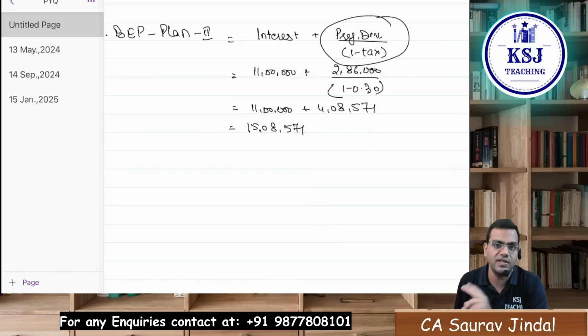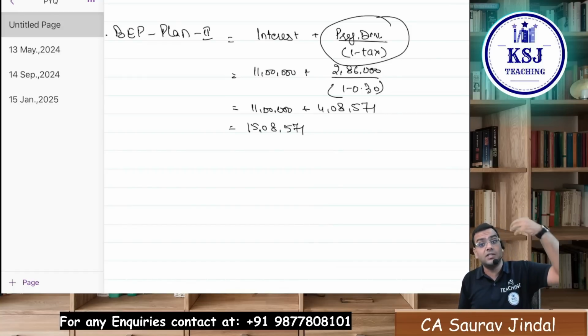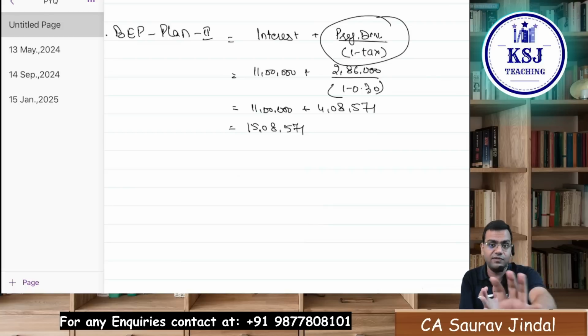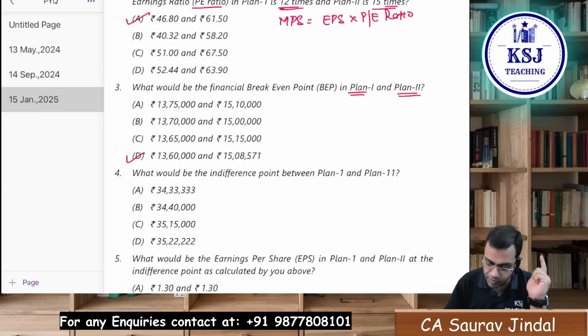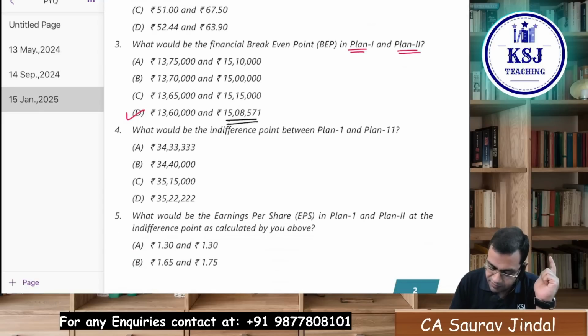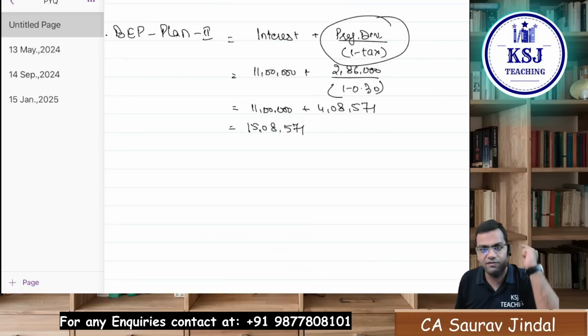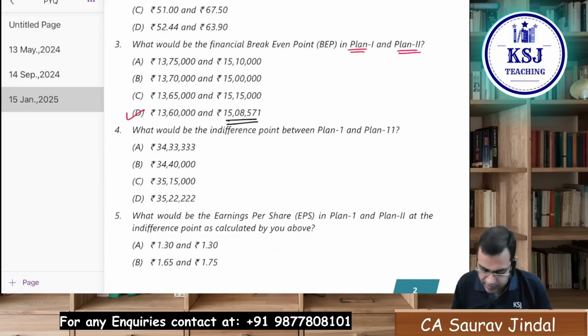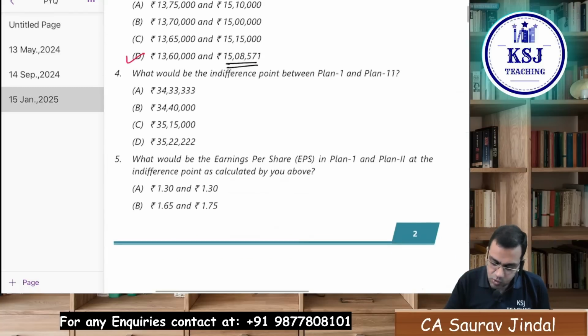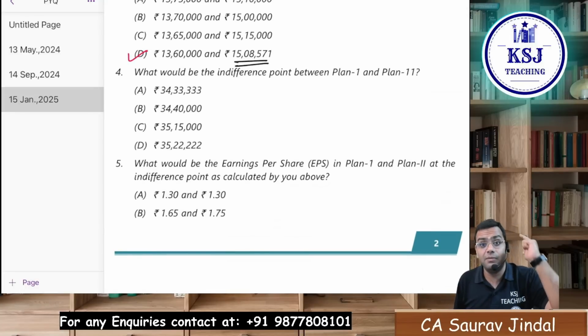In case of preference dividend, because it is being paid after tax, you need to find out the earnings before tax, so that after the payment of tax you are left with the amount of preference dividend. Clear? This is a very important point, sir. So 15,08,571, this is what we are getting. Correct, option D.